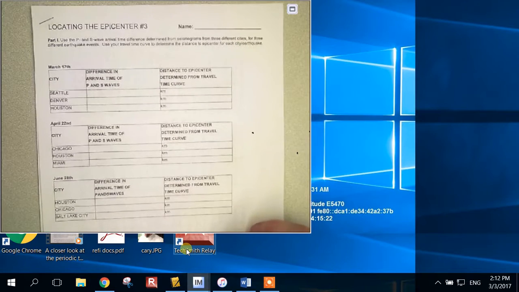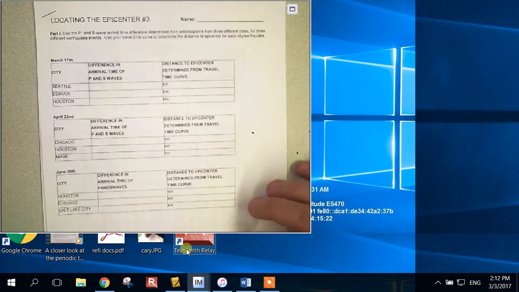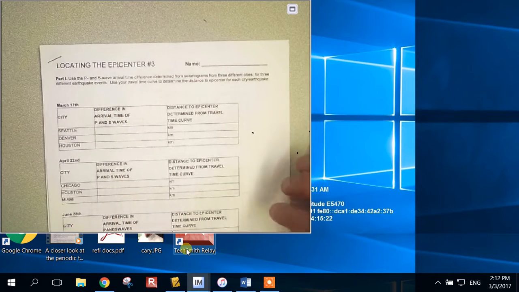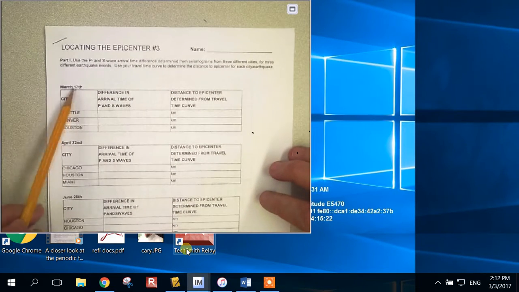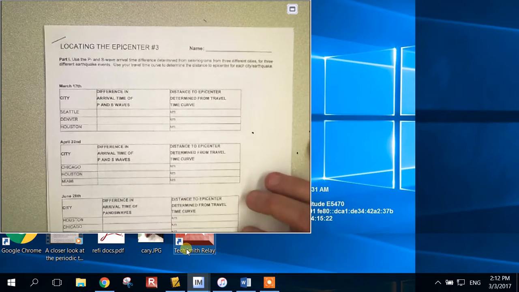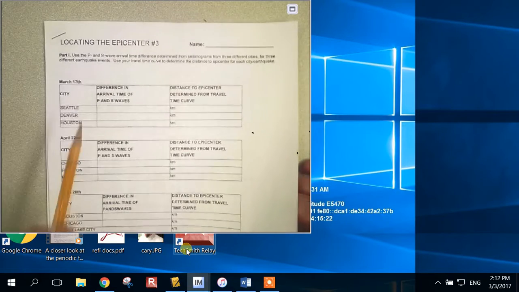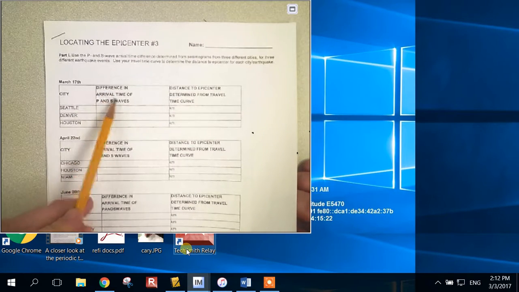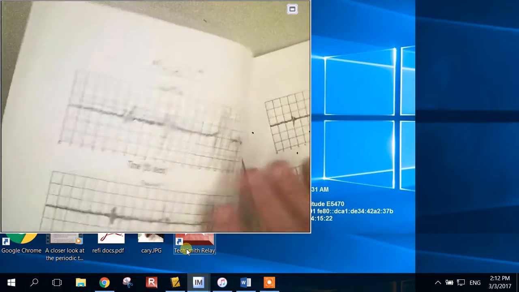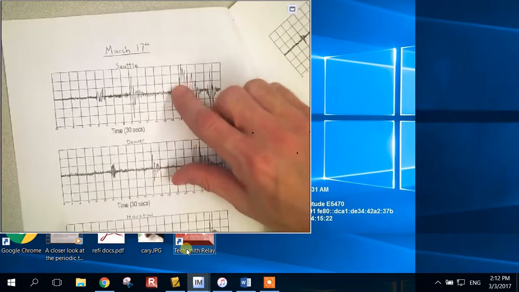Locate the epicenter of an earthquake from today's assignment, Locating the Epicenter number 3. I'm going to focus on the March 17th earthquake. So if you open that up and take a look at that, I'm going to first find out the arrival time difference of the P wave and the S wave.